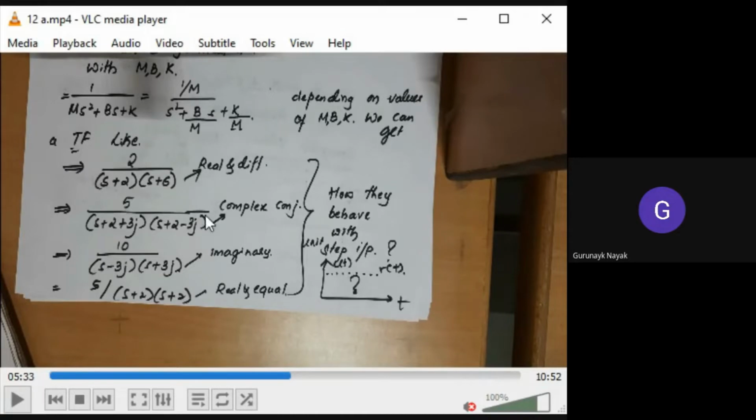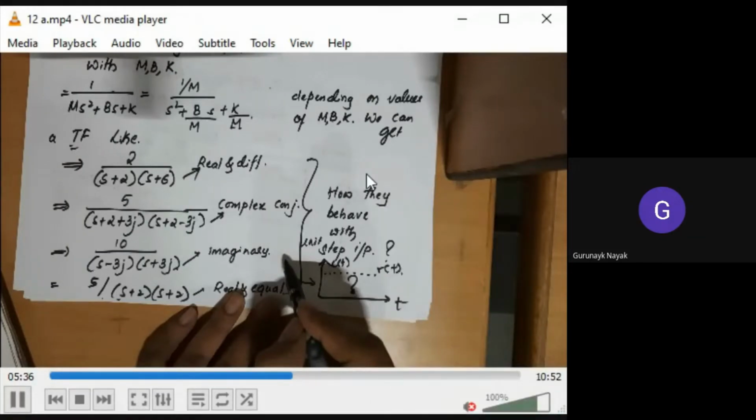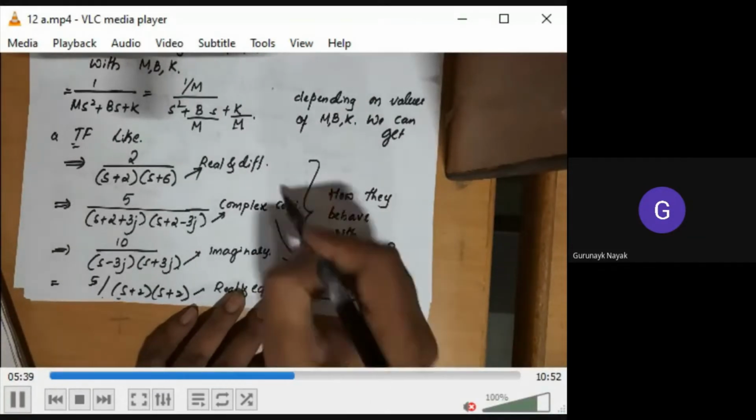So all these four possibilities are there with the same system. So how they behave with the different nature of roots, and what is the key parameter that we can identify out of these four transfer functions that defines the nature of behavior. So let me proceed further.